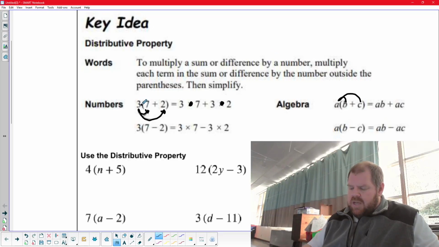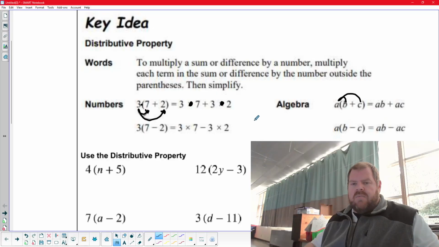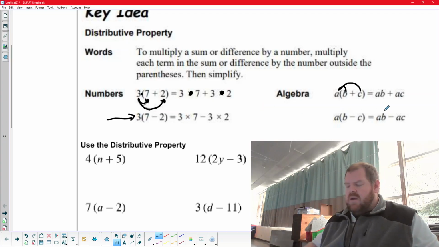Since it's multiplication in between the number and the parentheses, the way we bring those in is that we're going to multiply them. It works for both addition and subtraction, so that's what the second row is looking at here. It works with subtraction also. Here again, I'd be handing that A to the B, and I'd hand that A to the C, and we do that with multiplication. So A times B minus A times C.